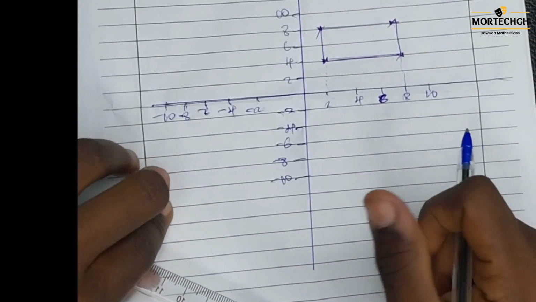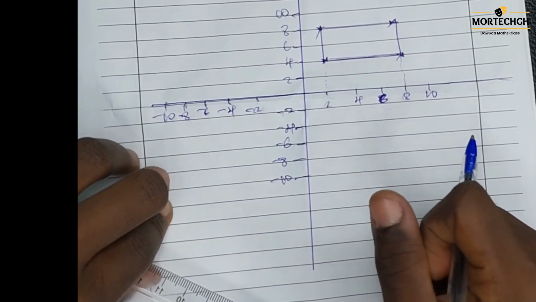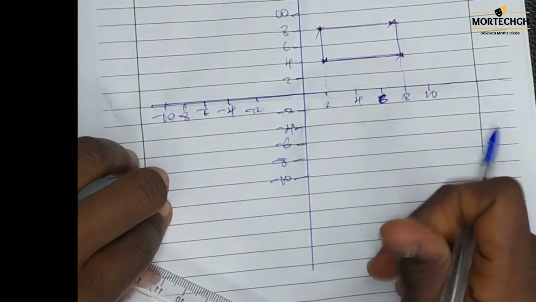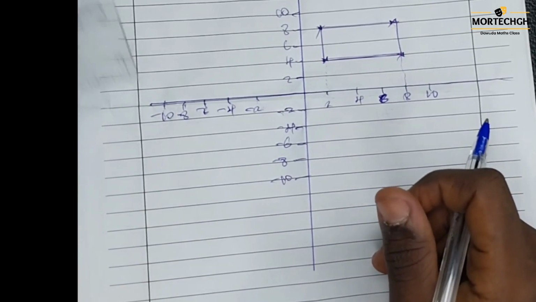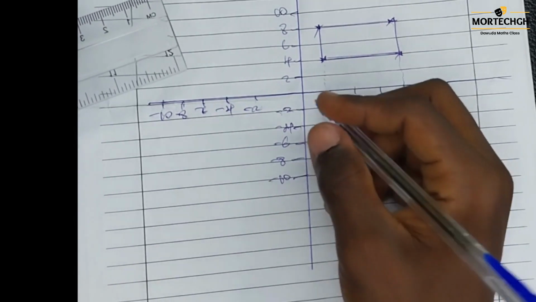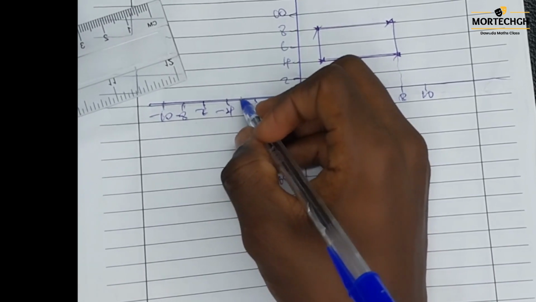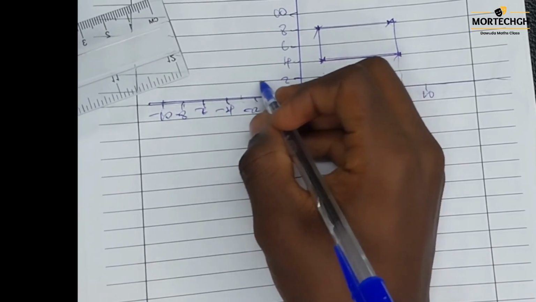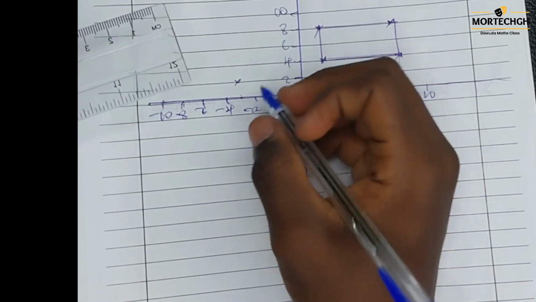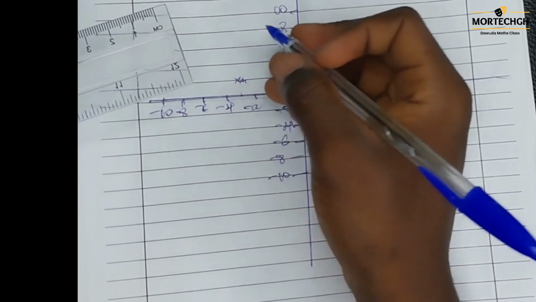Now, the image A1, B1, C1, D1 of ABCD under the translation by the vector (-5, -2), where A maps to A1, B maps to B1, C maps to C1, D maps to D1. Yes, so if we check, the answers are A1 is (-3, 2). So -3 is here. -3 will be between -2 and -4. So -3 will be here, 2. (-3, 2) is here. And then B1 is (-3, 6). That's B1. This is A1. B1 (-3, 6). So it's the same -3, but this time around 6.